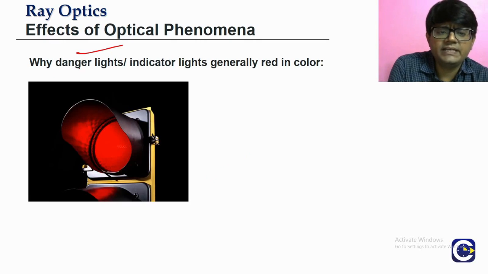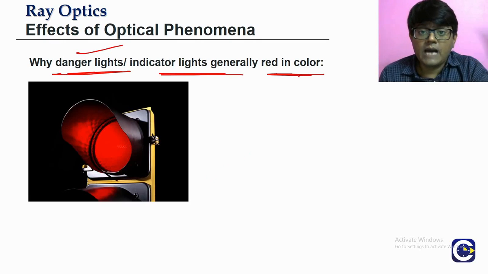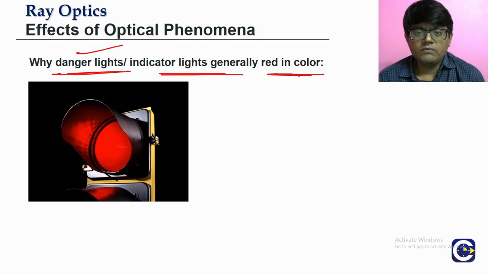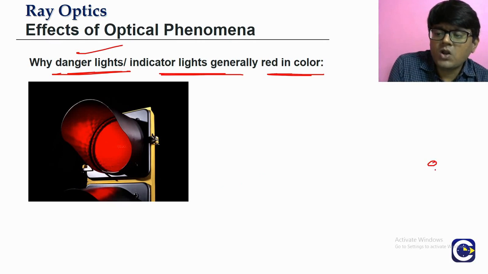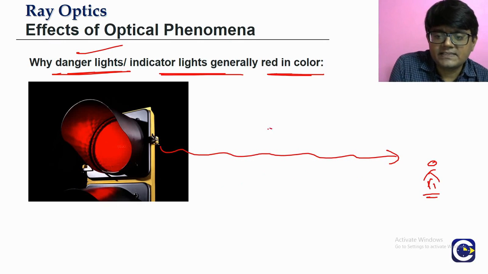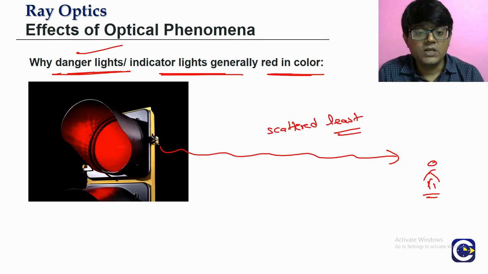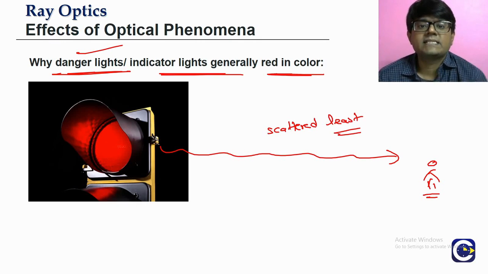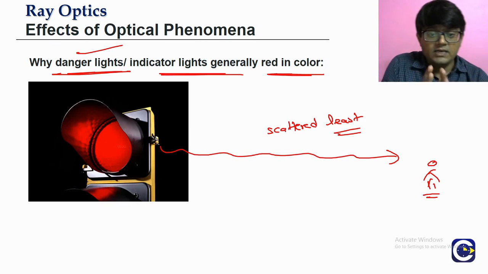Now, danger lights or indicator lights, generally the things we want people to observe carefully, we always give the red color. Why? Because even when seen from a long distance, red light gets scattered least, because its wavelength is highest. So the indicator light will be able to reach even longer distances without getting scattered. If instead you use a blue or some other color light, what can happen? The ray can easily get scattered.